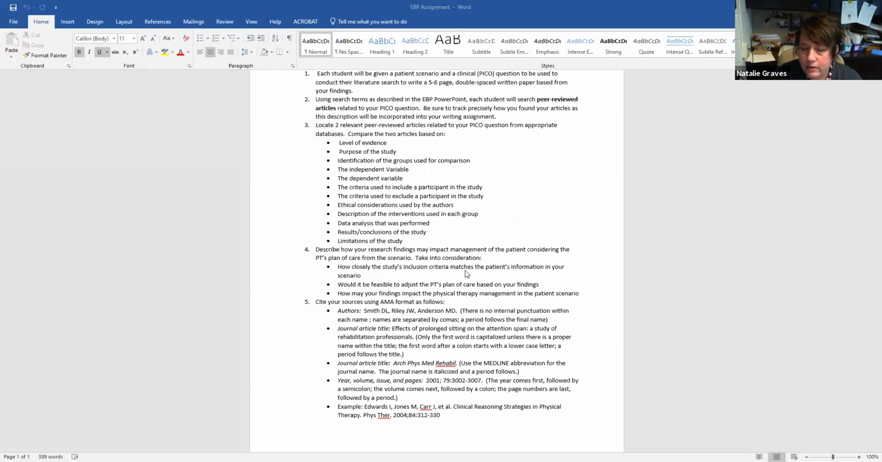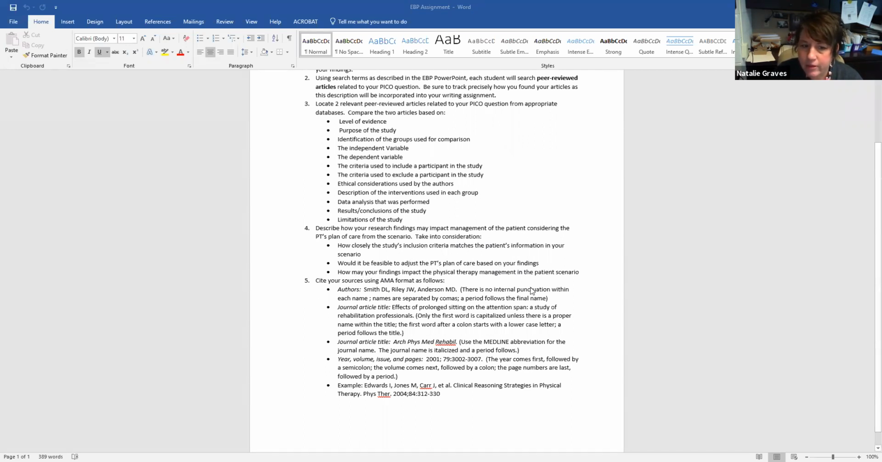So the inclusion criteria is how far out do you think those particular characteristics would include your patient that may be slightly different. And by the way, if it's slightly different, it can reasonably be extrapolated out to that particular patient. How is it feasible? Would it be feasible to adjust the PT's plan of care based on your findings? So maybe the plan of care doesn't even include what you found. Maybe it does. So I want you to talk about that.